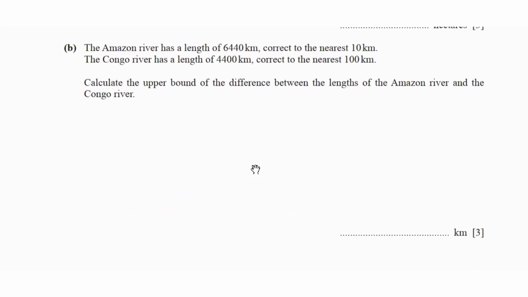Next part says the Amazon River has a length of 6,440 kilometers corrected to the nearest 10 kilometers. The Congo River has a length of 4,400 kilometers corrected to the nearest 100 kilometers. Calculate the upper bound of the difference between the lengths of the Amazon River and the Congo River. Since it's the upper bound of the difference, we will make the Amazon River upper bound and Congo lower bound.